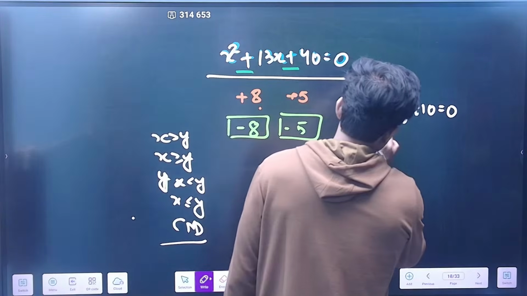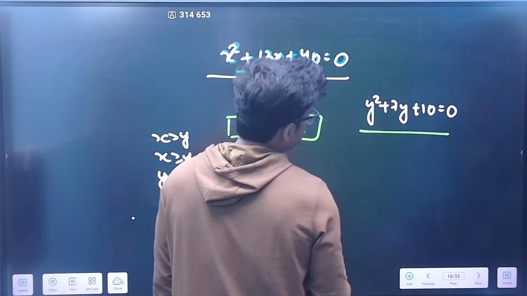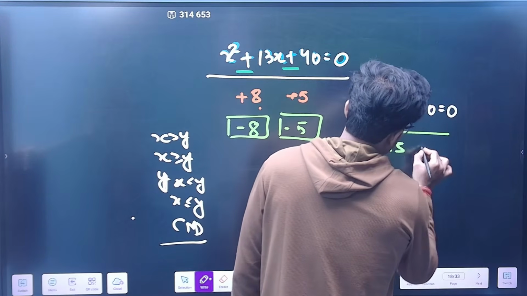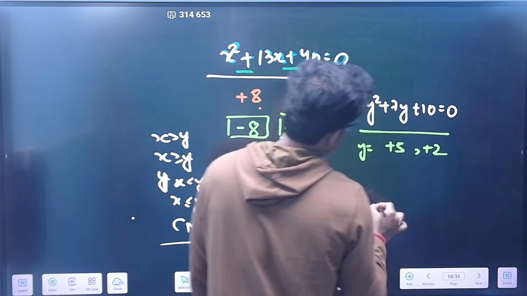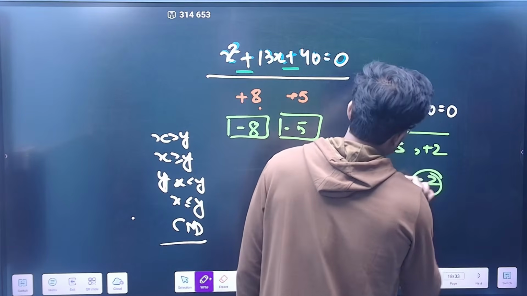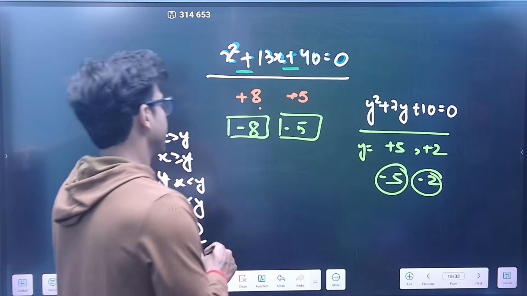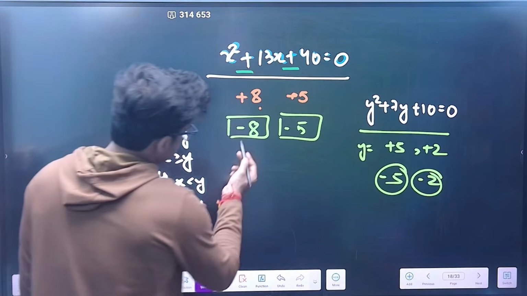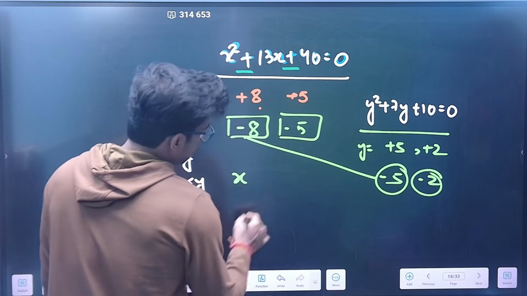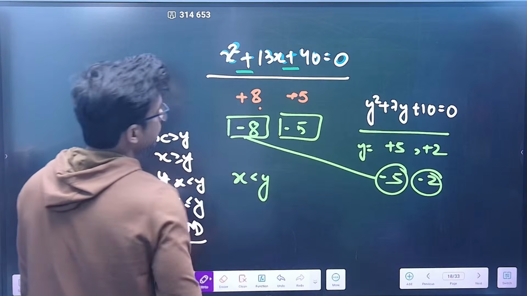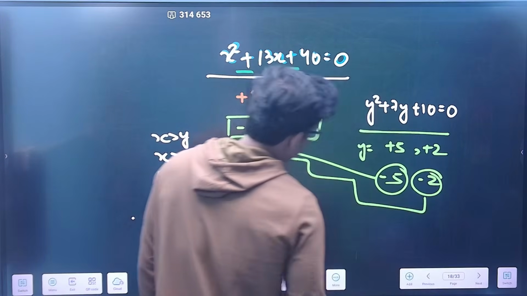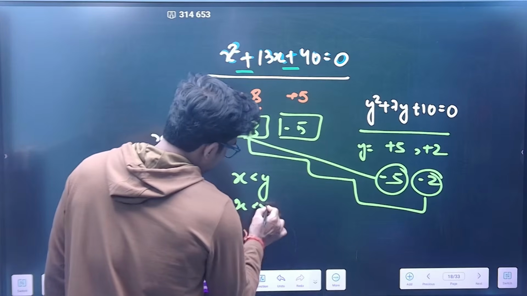Second is y square plus 7y plus 10. Y would be plus 5 plus 2. Sign would be opposite, minus 5 minus 2. Clear? Now see. If you take out this minus 8 and compare this with minus 5, you will say that here x is less than y. If you pick out this minus 8 and then again compare with minus 2, you will see that x is less than y.